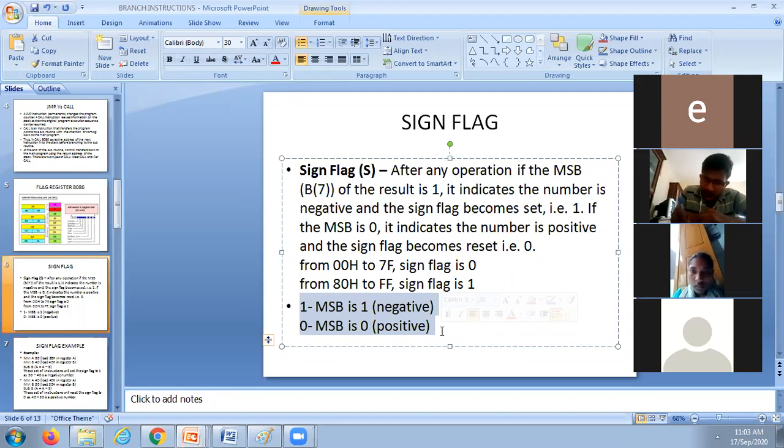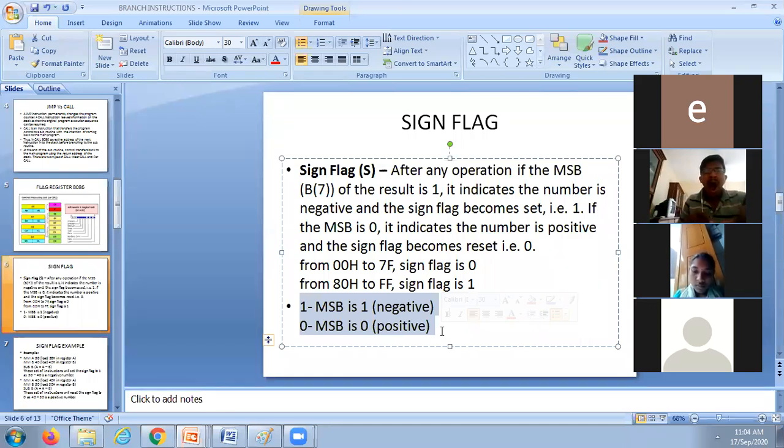I already told you earlier, if the most significant bit is 1 in the sign magnitude representation, that is a negative number. If the sign bit is 0, it is a positive number. Always the most significant bit is the sign bit in sign magnitude representation. Okay.